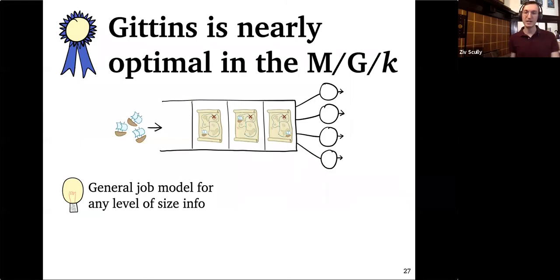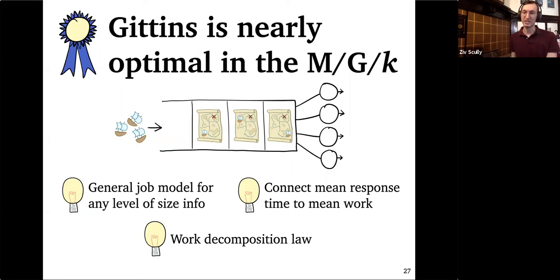And then there were two key ideas in our proof. The first was relating M/G/1 and M/G/k mean response time via relevant work, because we were able to provide a new work decomposition law that relates M/G/k work to M/G/1 work. And then the second key idea was connecting that work back to mean response time.